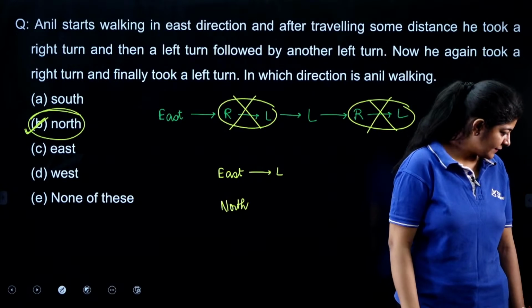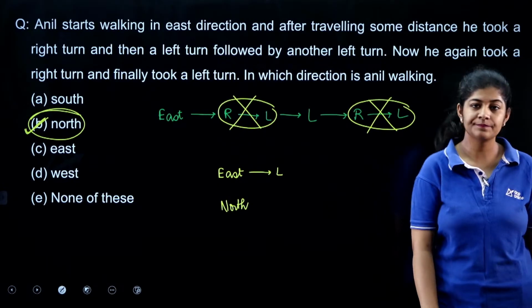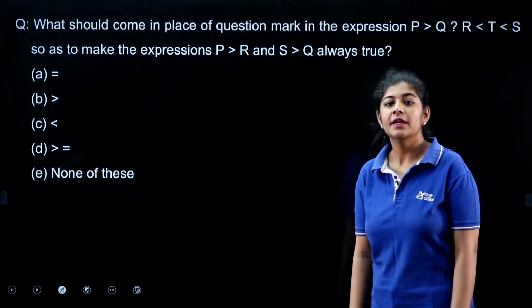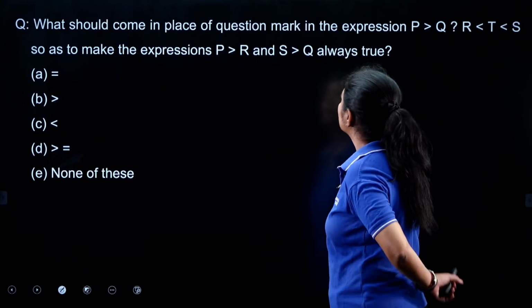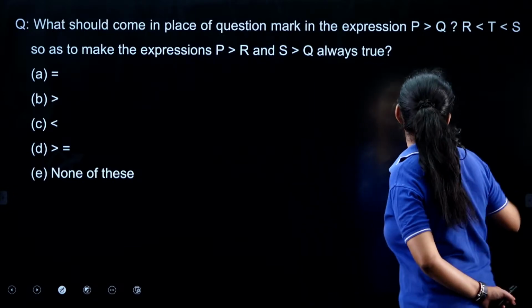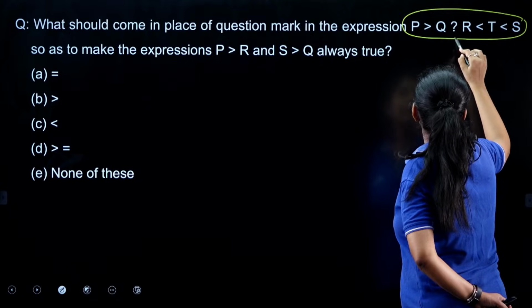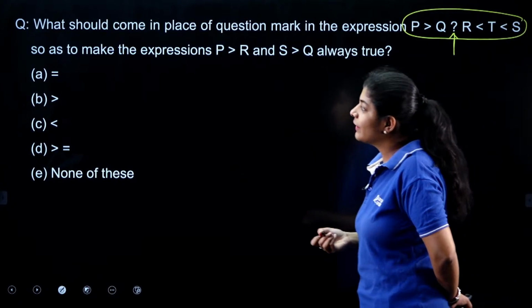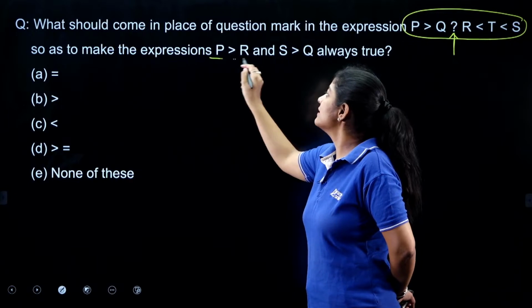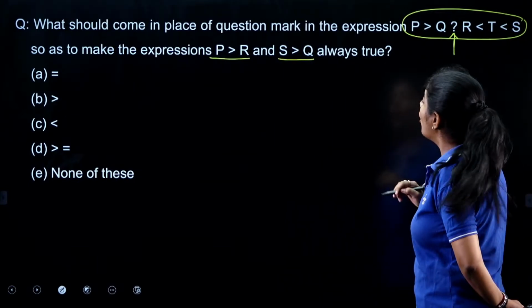It's very clear, it's very simple, right? Very good Sheena, very good Ramdas. Clear? Next. The next question says, what should come in the place of question mark in this expression? Here we are having this expression and we need to find out what will come at the place of this question mark so as to make the expression, that is P is greater than R and S is greater than Q, always true.